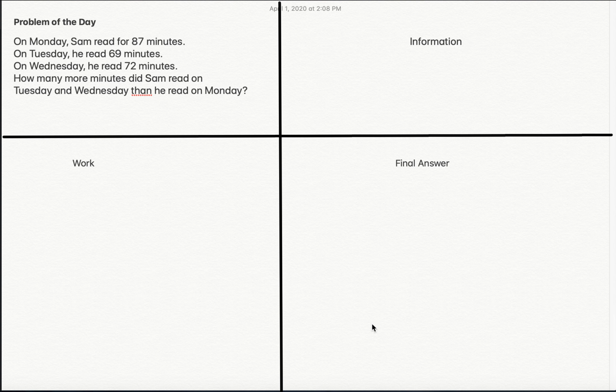This is the first time I have used this technology, so we're going to try our best to figure this out together. As you can tell, I have set up my problem-solving board with my problem, my information section, my work section, and my final answer section.